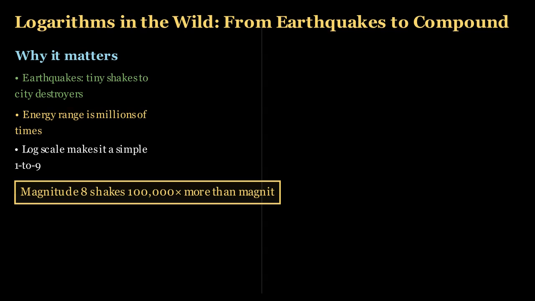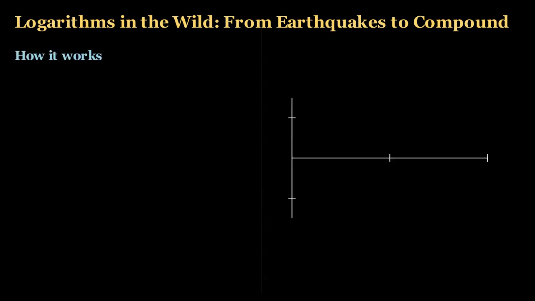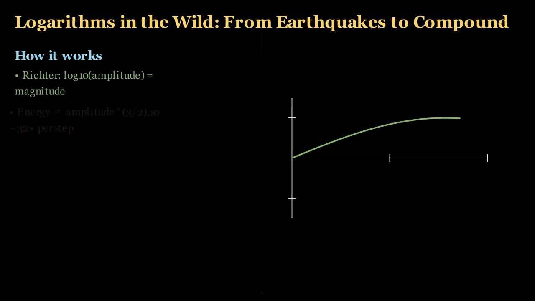So if one quake shakes 10 times more, its log increases by 1, and its magnitude goes up by 1. But the energy released is trickier. It scales with the amplitude raised to the power of 3/2. That means a 10 times shake actually releases about 32 times more energy, because 10 to the 3/2 is 10 times the square root of 10, which is roughly 32.